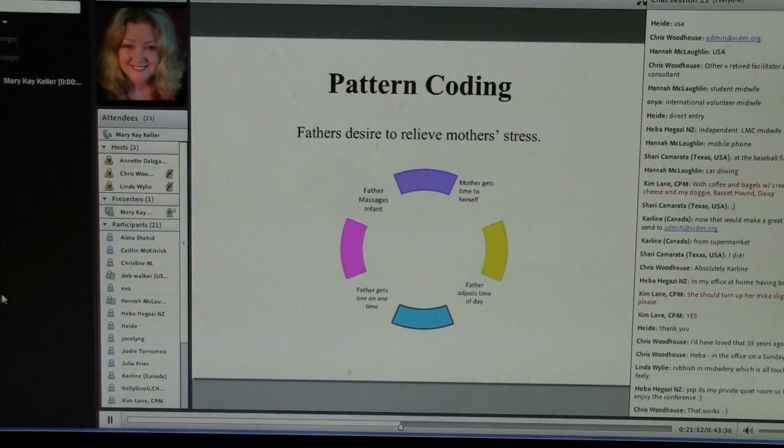This is the pattern coding. And what came out in the pattern coding was the fathers' motivation, how they felt about infant massage and what their desire was. And fathers liked that during this time they got time to spend with the baby, but they also liked that the mother got some time to herself. Fathers adjusted the time of day to meet the mother's needs as well as the baby's needs, which showed a desire to both please the mother and the baby. And then the fathers got that one-on-one time that they so desired.